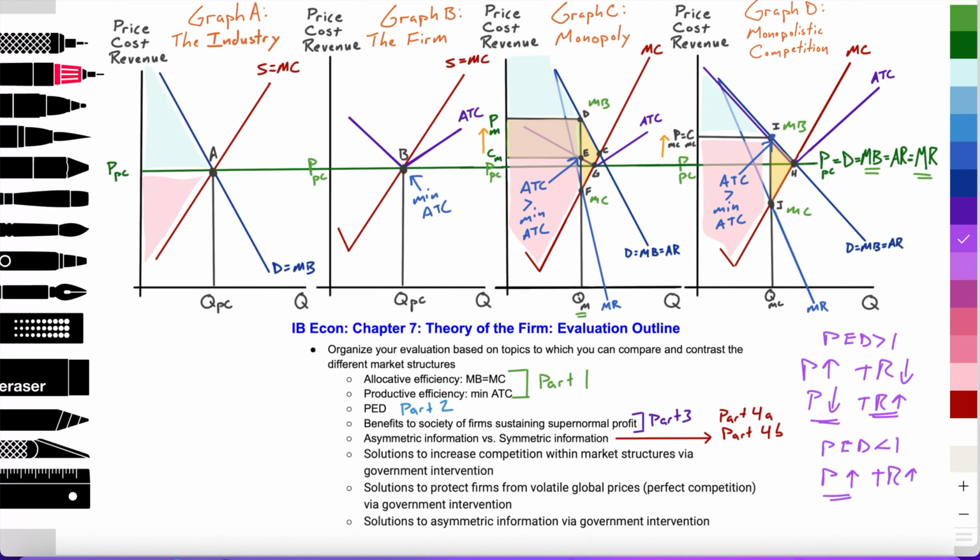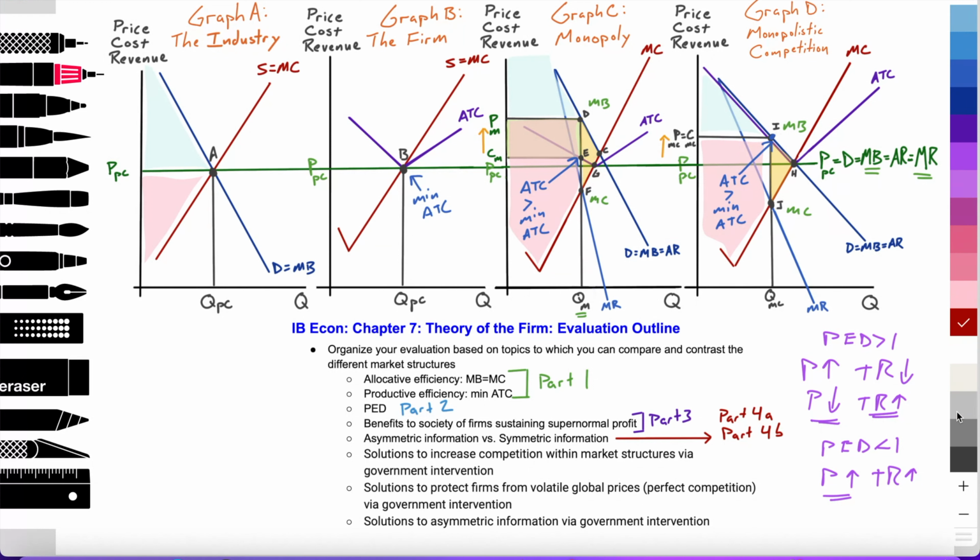And then in part 3, the last video, which is also linked in the video notes below, we looked at monopolies and oligopolies in particular, and looked at the benefits of these firms sustaining supernormal profits. There we looked at their ability to invest in research and development and how that can spill over positively to society as a positive production externality, as well as their ability to invest and achieve economies of scale. So that's already been covered.